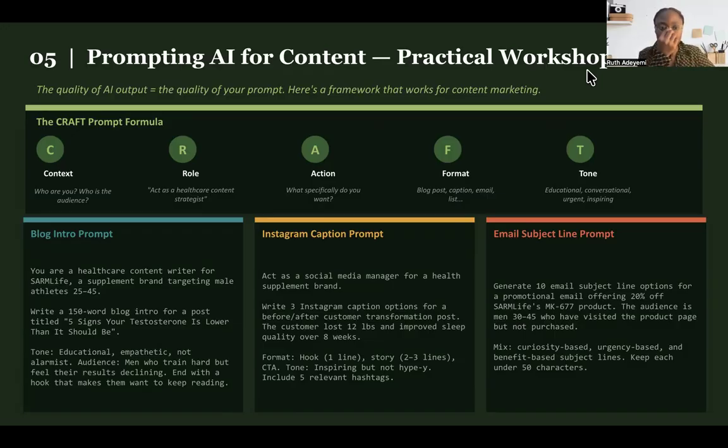Blog intro prompt. I'm going to say I'm a healthcare content writer for Sam Life, a supplement brand targeting male athletes aged 25 to 45. Write a 150-word blog intro for a post titled, give the title, let the tone be educational, empathetic, not alarmist. I give it the audience, end with a hook that makes them want to keep reading. Very detailed. So if you want to get the desired result, always use the CRAFT formula whenever you're using AI for content.